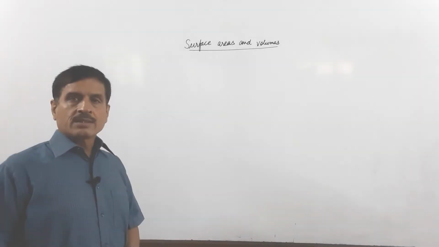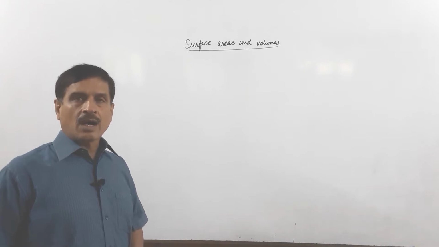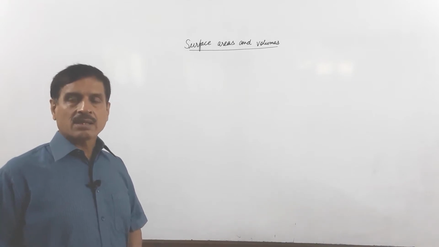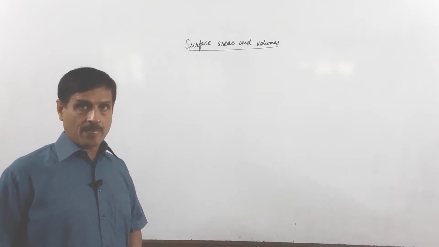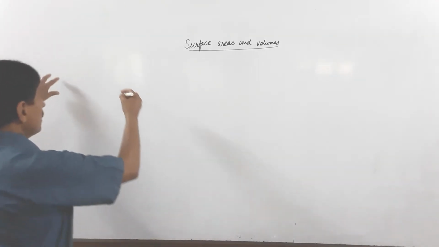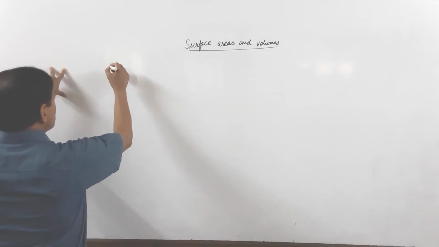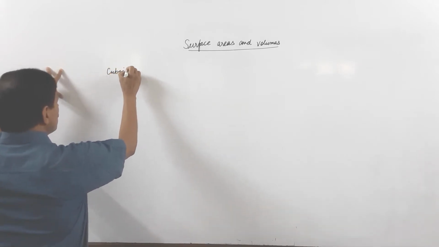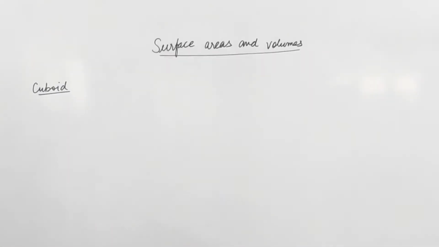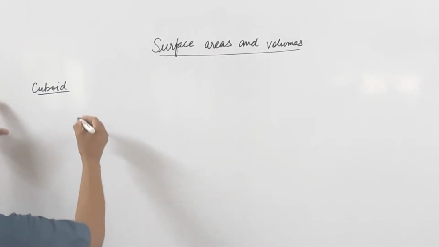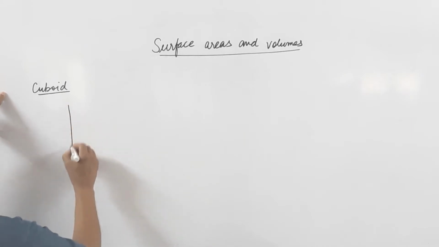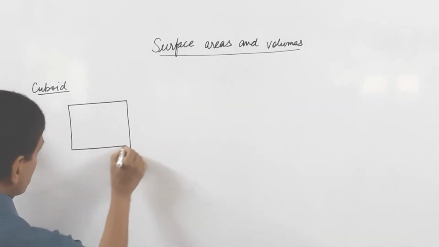Dear students, today we will learn about surface areas and volumes of solids. First solid is a cuboid. Solids are three-dimensional figures.